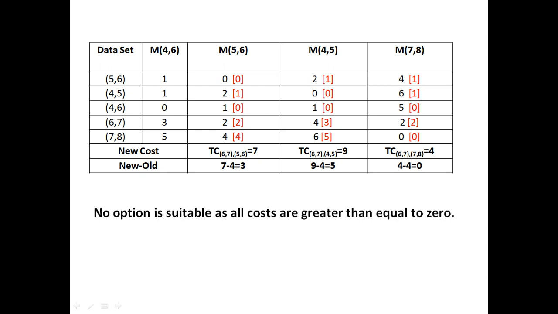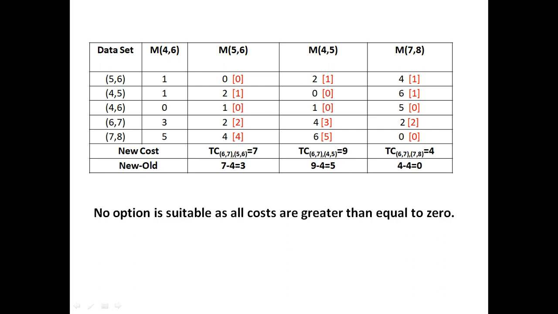Instead of 6, 7, if we use 4, 5, we are getting 9. And instead of 6, 7, if we use 7, 8, we are getting 4. Now we are taking the difference of cost, that is new minus old. So new cost is 7 and old cost is 4. So 7 minus 4 is 3, 9 minus 4 is 5 and 4 minus 4 is 0.